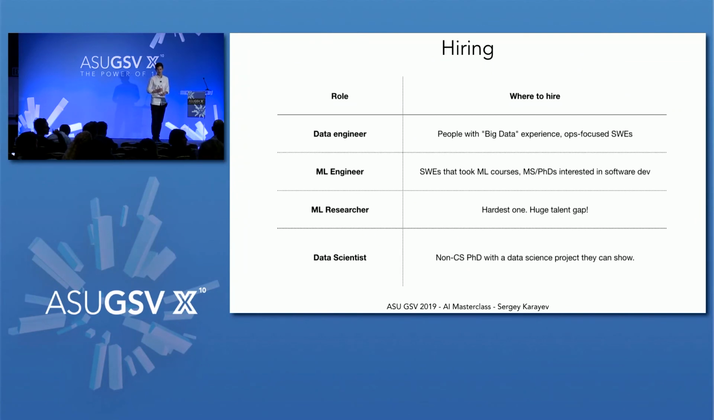Yeah, so I kind of said it, but a data engineer is really just a software engineer that's focused on big data ops. An ML engineer would be someone who's a software engineer first and then took an interest in ML, took boot camps, took online courses. Or it could be a PhD or a master's student that has experience in machine learning, but is interested in just writing good, clean code. An ML researcher is super hard, a huge talent gap. A data scientist would be a perfect one, a physics PhD, just a smart person that's able to figure out a bunch of stuff.